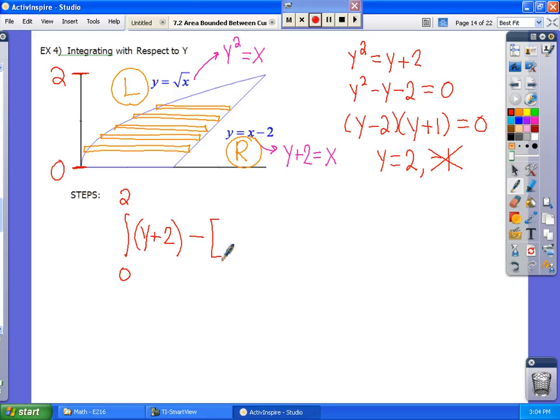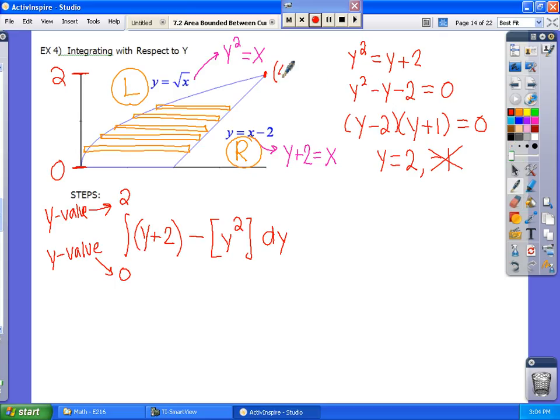What you have to remember is this has to be a y value, and this has to be a y value. They cannot be x values, meaning you can't do this integral from 0 to 4. The point that's here up top is 2 comma 4. We're not allowed to use the 4, because it's an x value.